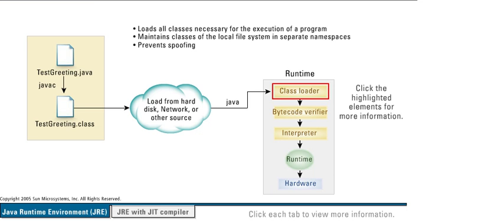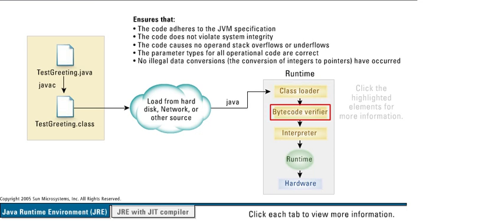After the class files have been loaded by the class loader, they are then run through the bytecode verifier. Go ahead and click that link. The bytecode verifier will make sure that the .class files that have been loaded adhere to the JVM specification. That means that there isn't anything in there that might be a security risk. It makes sure that there's no code to cause a stack overflow or an underflow, that all the parameter types are correct, that there are no illegal data conversions to try to manipulate memory through the conversion of integers to pointers, for instance. So it makes sure that no one's put something in there that could potentially be unsafe.